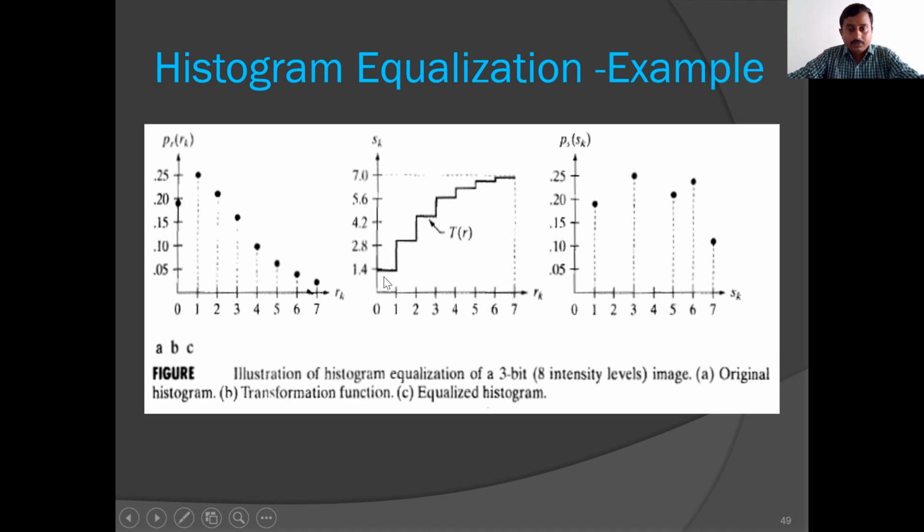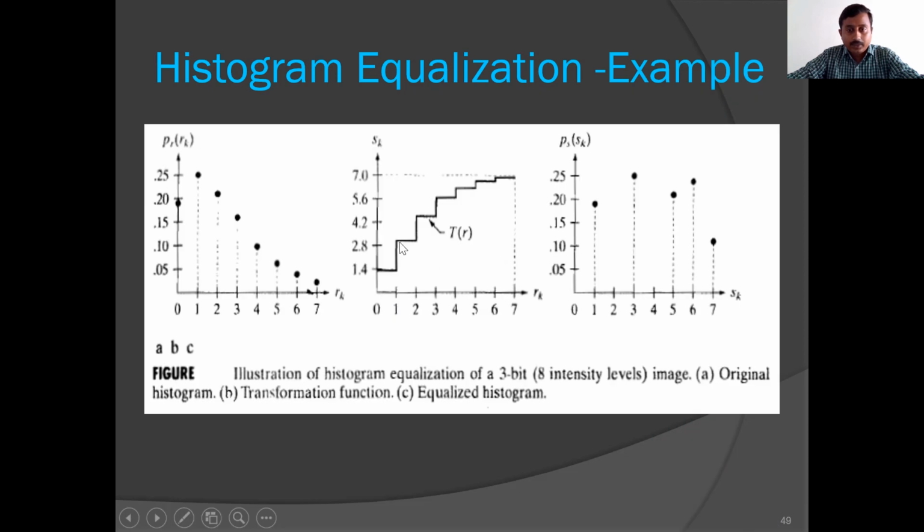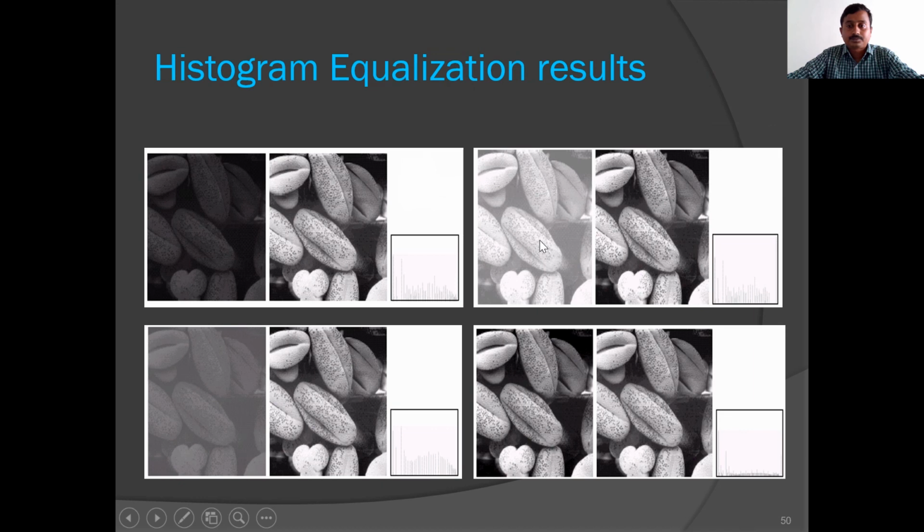Okay, as you can see, for 0 it is showing 1.33. Okay, for 1 it is showing, what is the value? For 1 it should be 3.08. Yes, 3.08, okay, and so on. So this is our transformation function, and this is the equalized histogram. Okay, so this is the histogram of the output image. As you can see, this histogram is normalized.